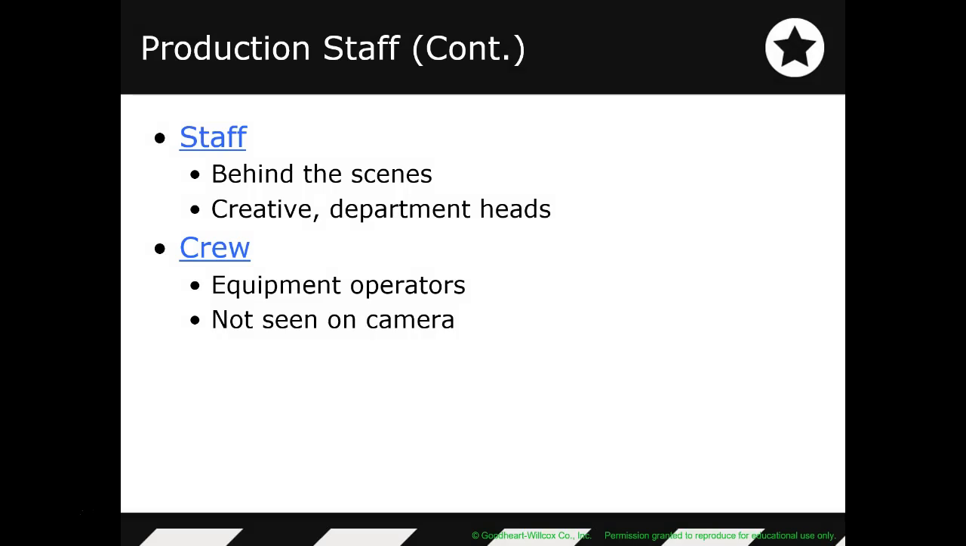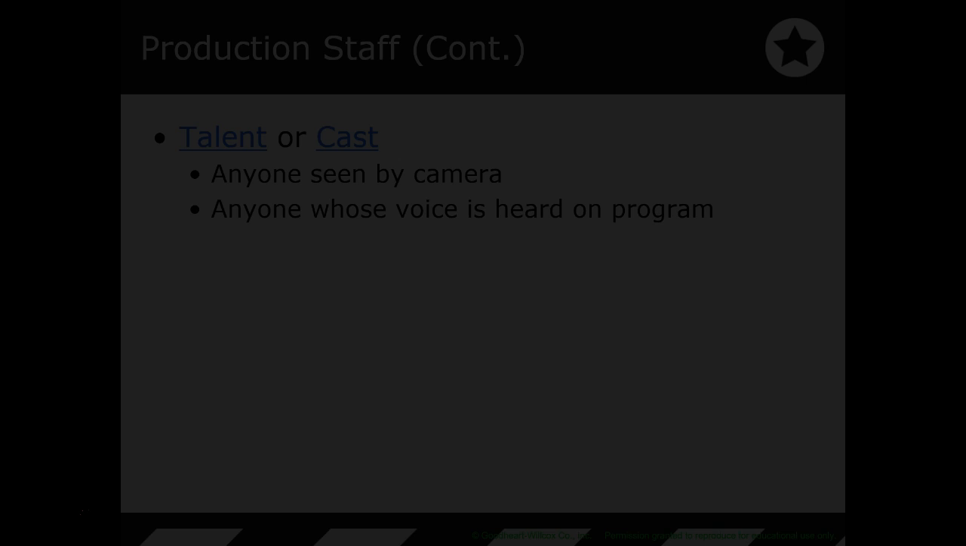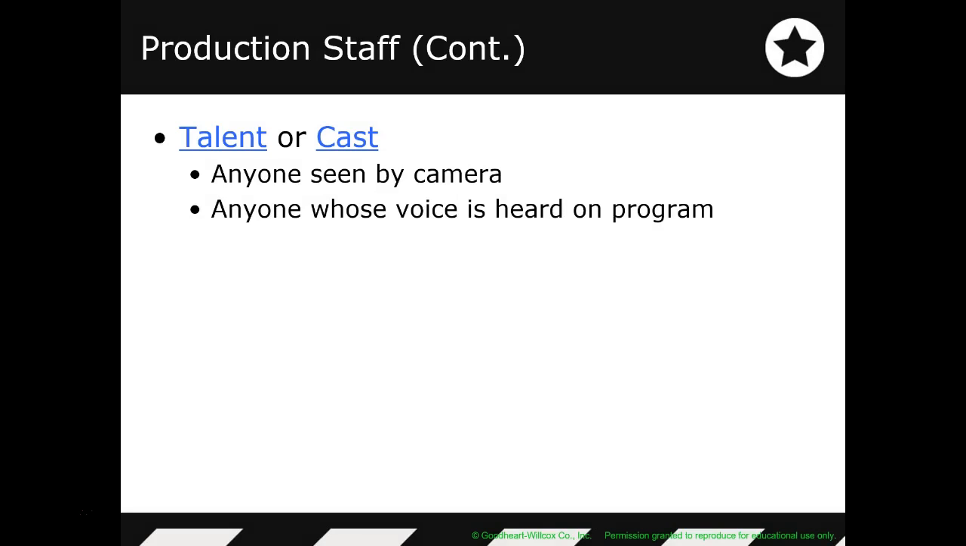All right, so staff. Staff are behind the scenes. This could be your creative department or creative people, the department heads. Crew are equipment operators. They're also not seen behind the camera or on the camera, but your crews are people running equipment and doing stuff in the studio or on a set, where staff are the ones making all those other things happen. Talent or cast is anyone who's seen by a camera or anyone whose voice is heard on a program.